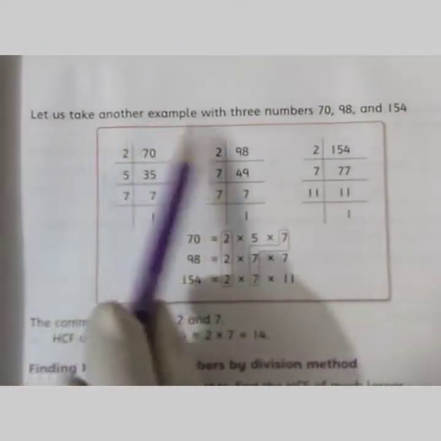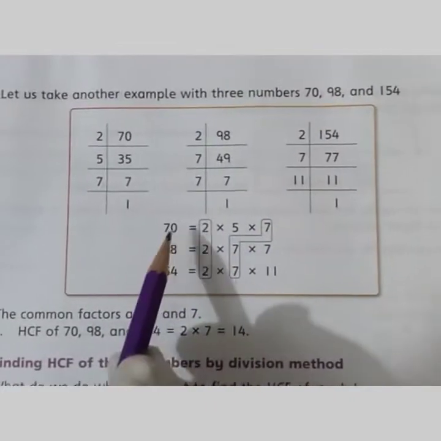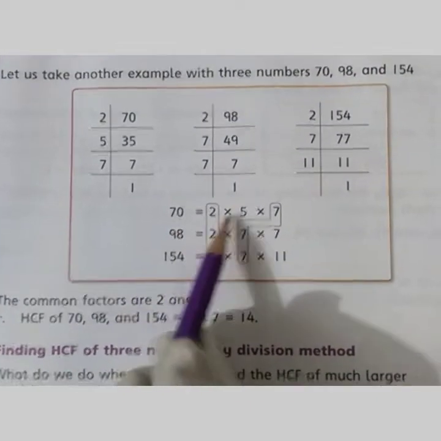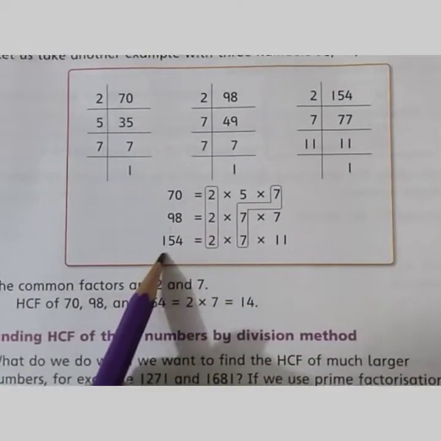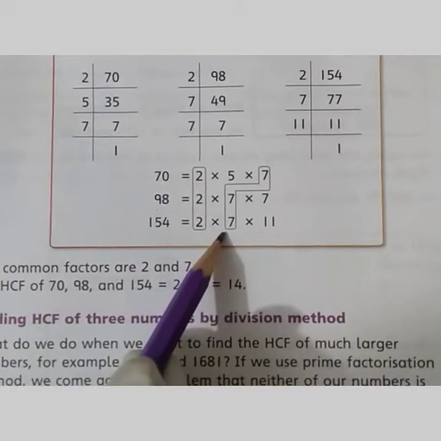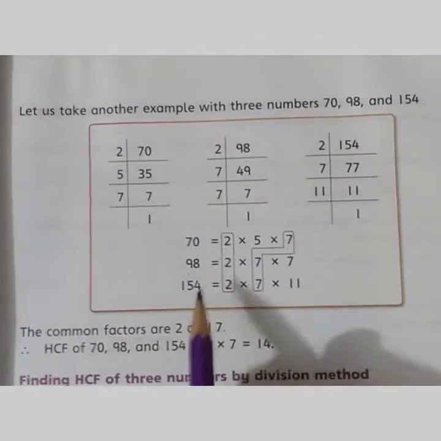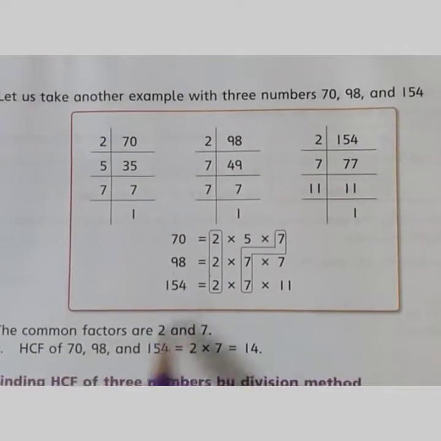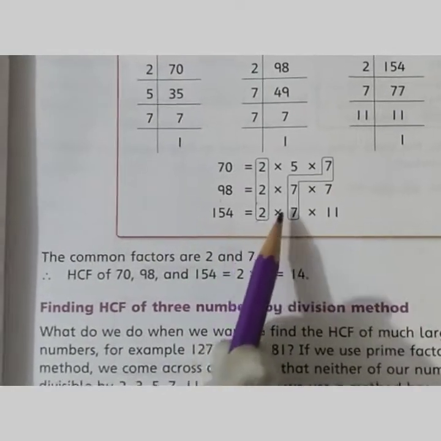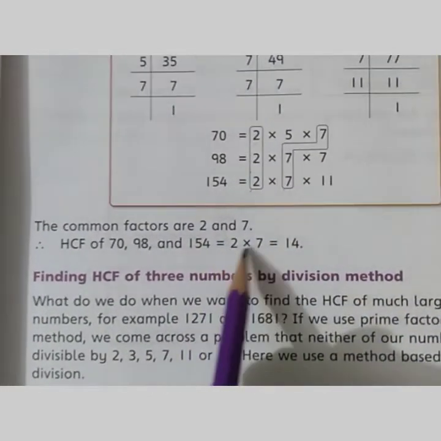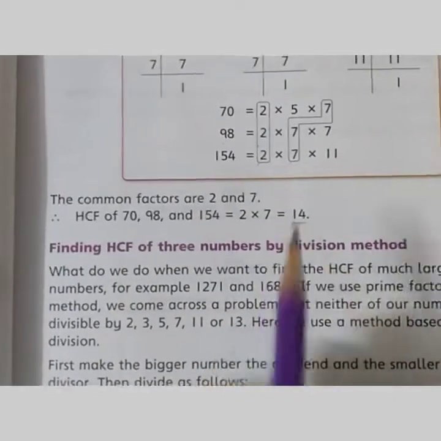Now, another example. Numbers are 70, 98 and 154. Factors of 70 are 2, 5 and 7. Factors of 98 are 2, 7, 7. And for 154, the factors are 2, 7 and 11. In these three numbers, common factors are 2 and 7. And the highest common factor, how do we get it? Multiply 2 and 7. Multiplying the common factors, we get the highest common factor.